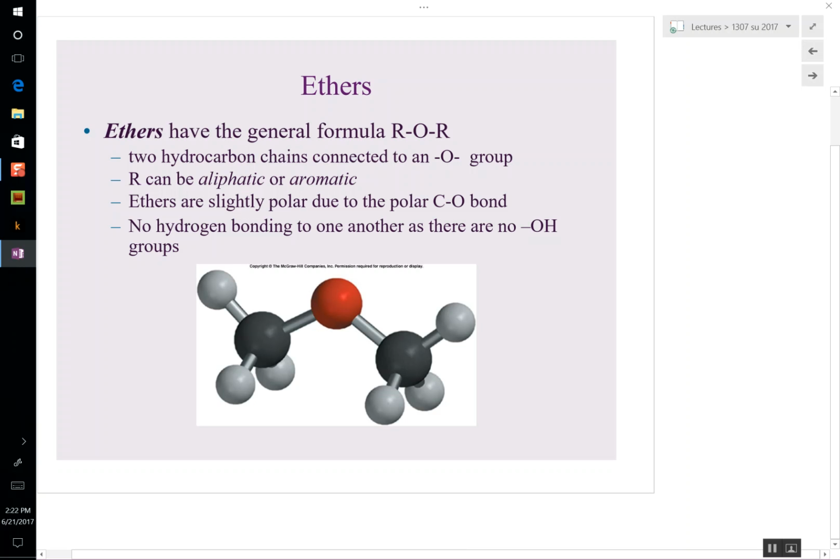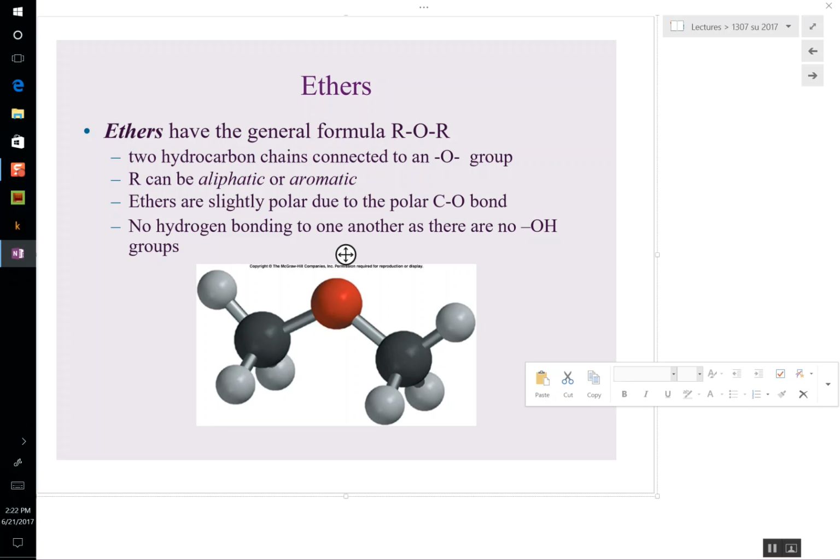Oh, there we go. There's ethers. Okay. I'll get back to those others. Ethers have a general formula, ROR. So there's dimethyl ether right there. They're slightly polar. They're not as polar as alcohols. Why? That oxygen doesn't have a hydrogen on it. There's no hydrogen on this oxygen.